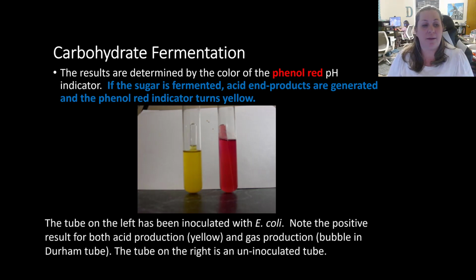In this particular case, the tube on the left has been inoculated with E. coli, and so it gives you a positive test for the yellow and a positive test for gas production due to the bubble in the Durham tube. The tube on the right is inoculated, and it's just what it originally looks like with the red, and you'll see there's no bubbles in that tube either.